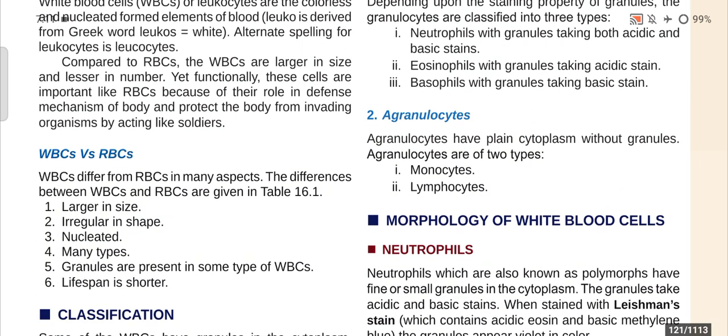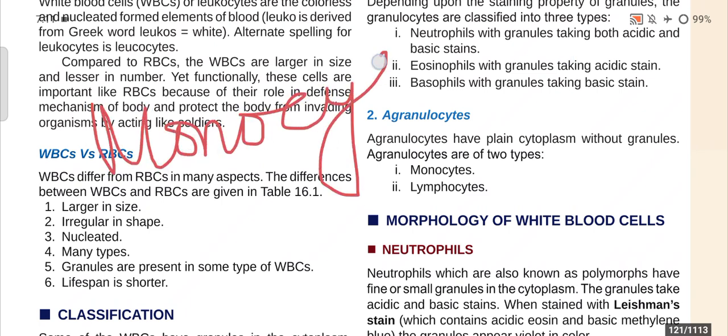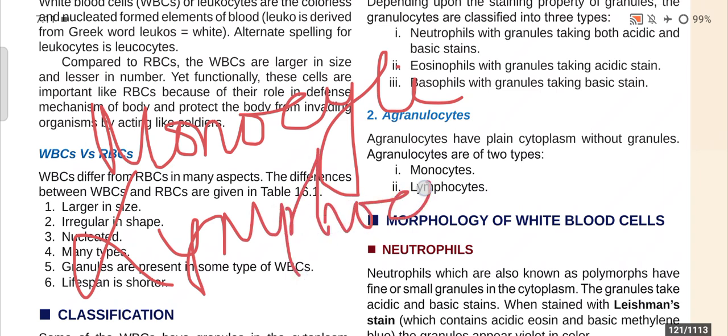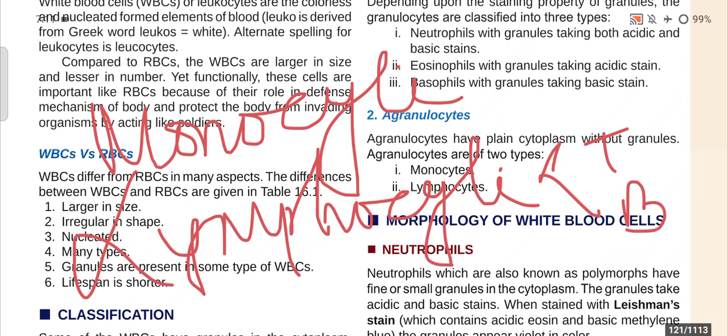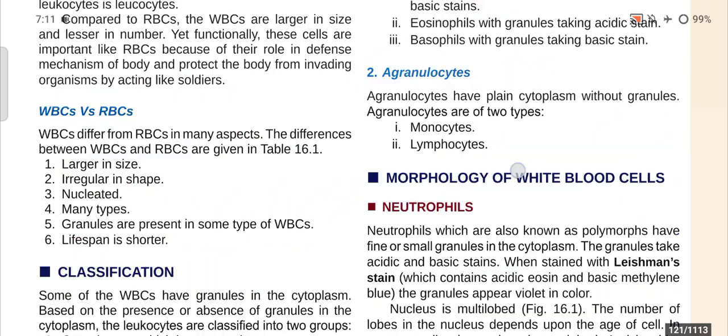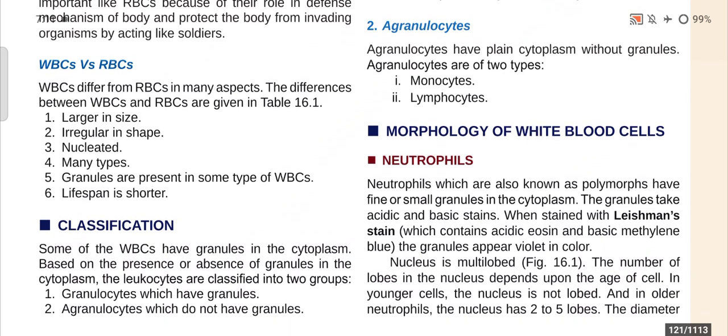Now agranulocyte. Agranulocytes have the plain cytoplasm without granules, and agranulocytes are of two types. One is monocyte and one is lymphocyte. Lymphocyte has two types, one is T lymphocyte, one is B lymphocyte. Now, morphology of the white blood cells.